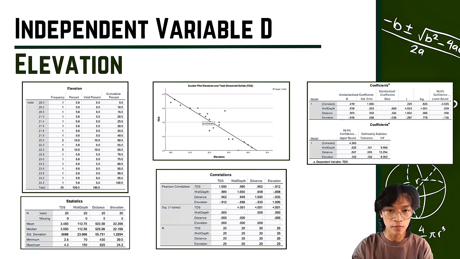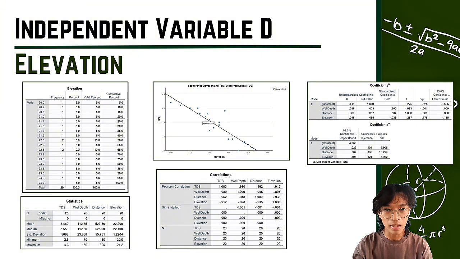E24A3271. And so for my section, I will discuss the fourth independent variable, which is elevation measured in meters. Based on the descriptive statistics, the elevation values range from 20 meters to 24.2 meters, with a mean elevation of 22.2 meters and a standard deviation of 1.22 meters. This indicates that the sampling locations had a relatively small variation in elevation.